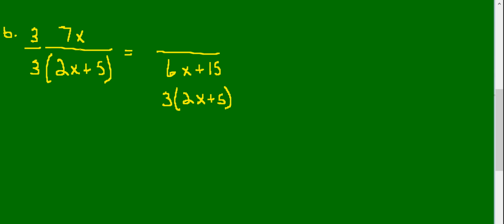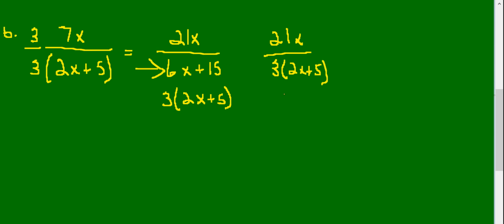So this becomes 21x over, okay, I guess it's the same thing, it's the same expression. Okay, so that's what we've got. You could write it as 21x over 3 times 2x plus 5. But as you can see, this is the equivalent expression here, so you could have written it that way as well.